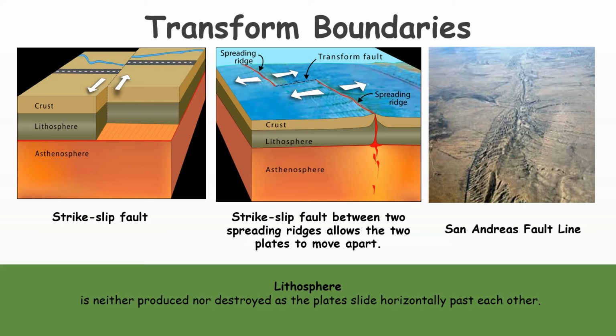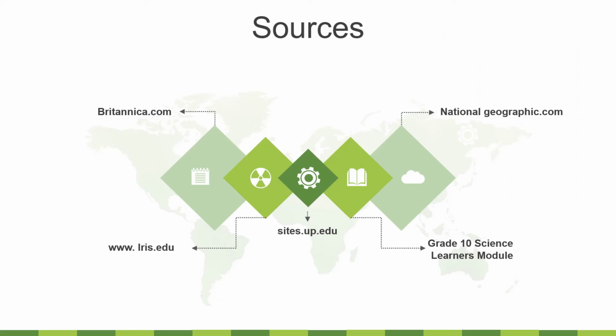Yung last type ng boundary is what you call as transform. In this type of boundary, walang nabubuong panibagong crust or walang nasisirang crust kasi nagsaslide lang siya past each other. But definitely, it would surely cause earthquakes. One clear example of this one is yung San Andreas Fault in California in United States of America.